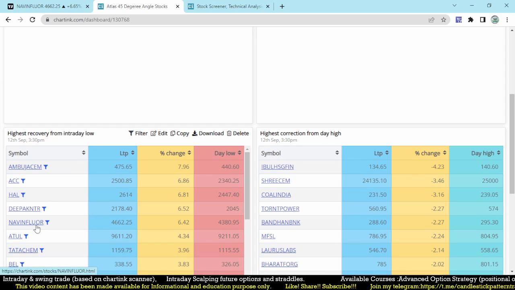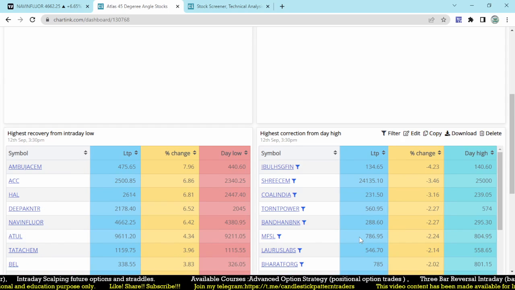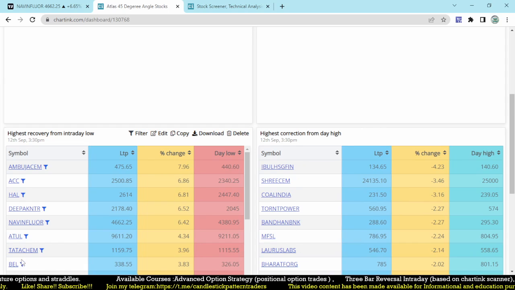So here Navin Fluoride, which was giving some good opportunity, around 4,600. I'm seeing that, and Ambuja Cement also works well, but I was seeing that Ambuja Cement from the beginning was trading with a 2 rupees gap. I found the strike price of 440, even 450.